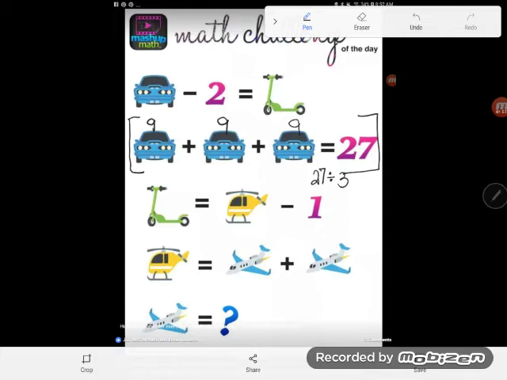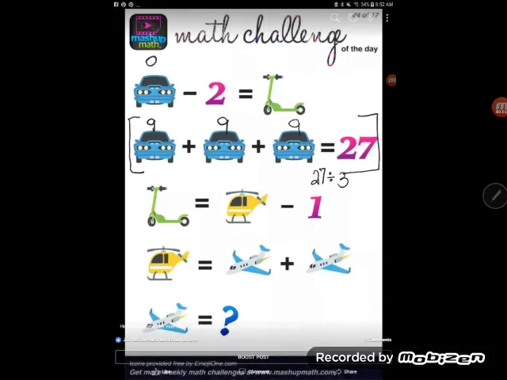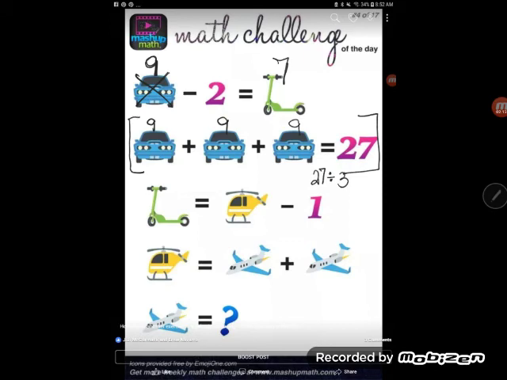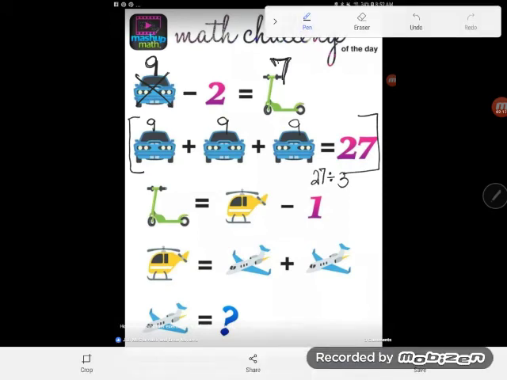Great. Now that I've figured out what a car is, coming up to this first equation here, I could replace this with a 9. And it's not a car anymore, it's a 9 now. So now I could do this math. I know what 9 minus 2 is. 9 minus 2 is 7. So therefore my little scooters, my green scooters, must be worth 7. So now everywhere I see a green scooter, I can replace it with 7.